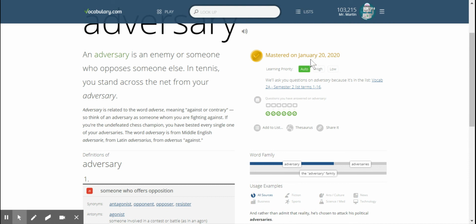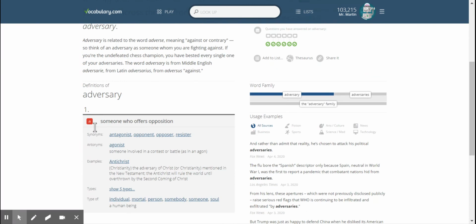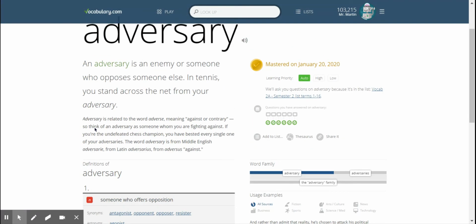And you'll see up here, I mastered this word clear back on January 20th. I was working on the list and this word was on the list and I just happened to master this one. But you can do that with each one of those words and give yourself kind of an idea of what those are. If you want to, take some notes.